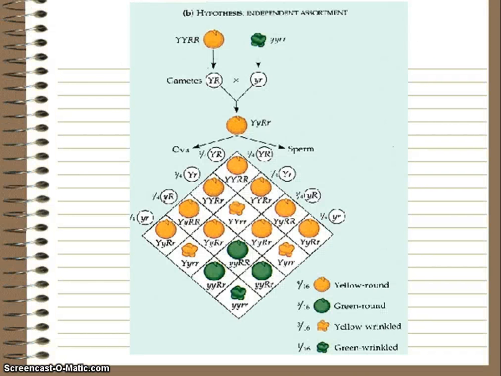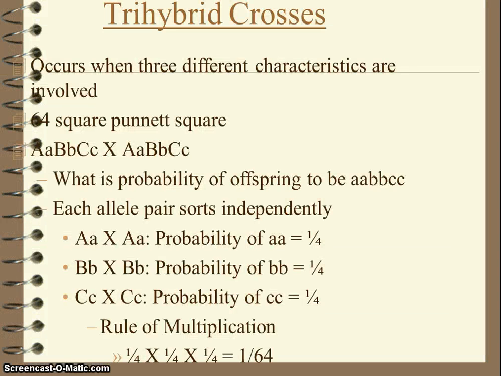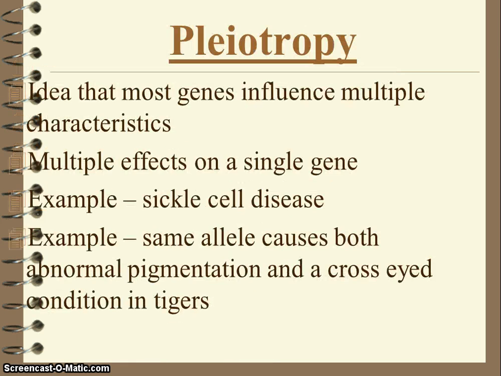Okay, the next type of Punnett square is called a dihybrid cross. So we're crossing 2 different traits and we get a bigger Punnett square. We get 16 squares. Okay. We also have a trihybrid cross when you have 3 different characteristics. And you get a 64 square Punnett square, which is insane. But you can figure out the probability by just multiplying the probability of each trait. And then you would be able to figure that out.